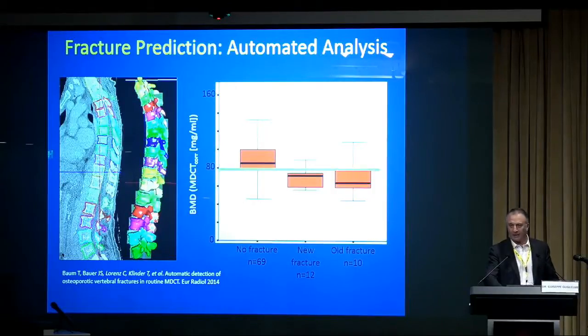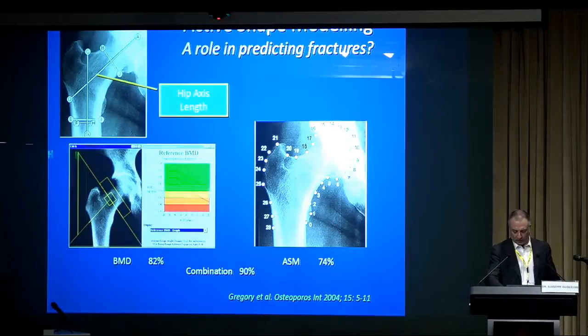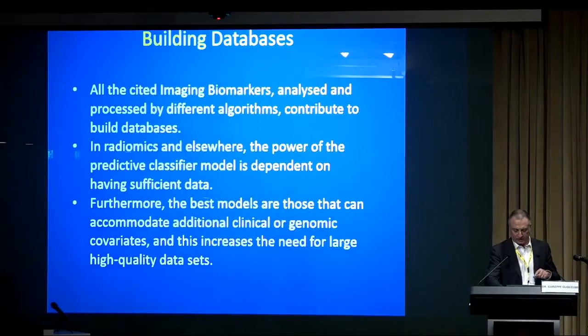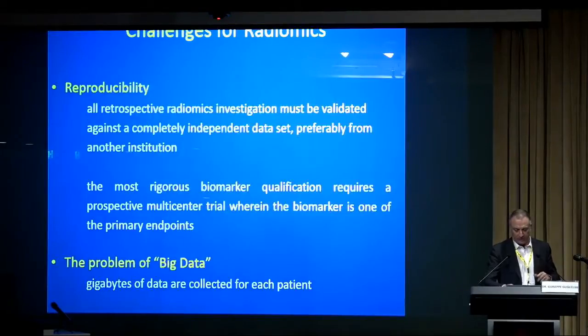Also, there are some automatic systems to detect fracture prediction, the so-called active shape model that, based on the model of the femoral head or the vertebral body, is able to predict the risk of fracture. But in conclusion, what are the challenges for radiomics? The reproducibility, because all retrospective radiomics investigations must be validated against a completely independent data set, preferably given by another institution. And this collection of data requires prospective multi-center trials wherein the biomarker is one of the primary components.